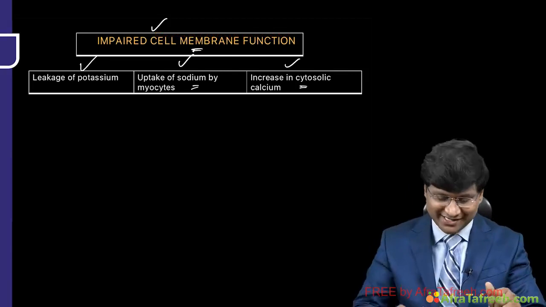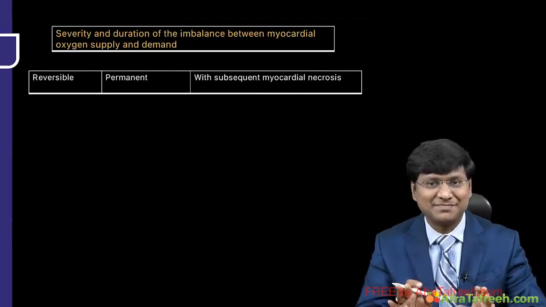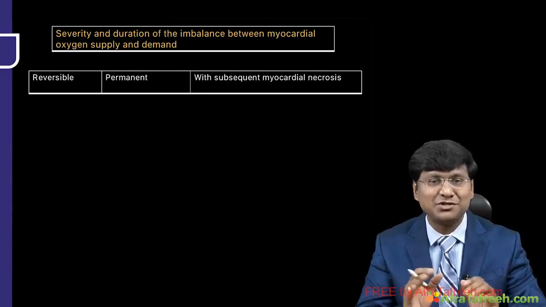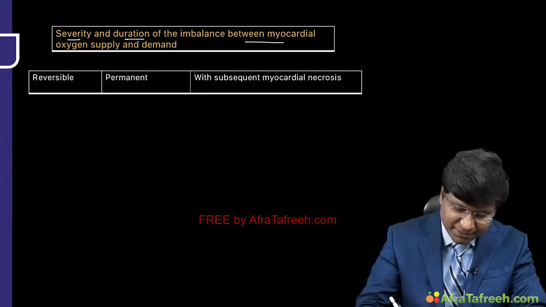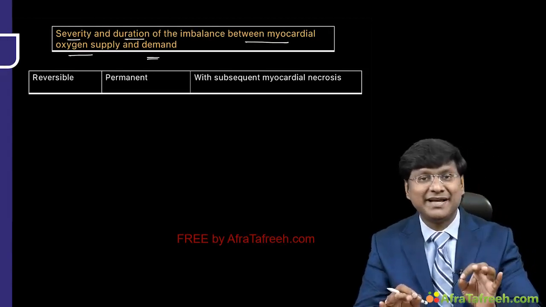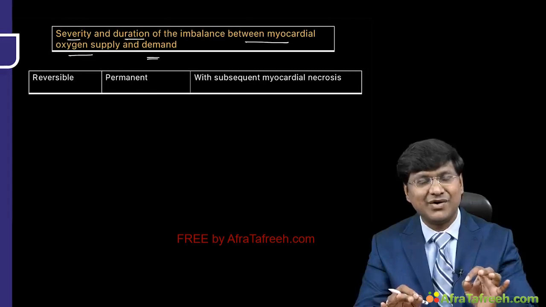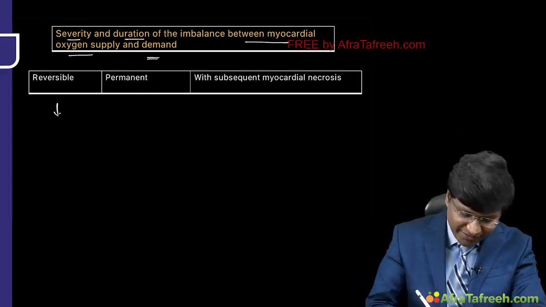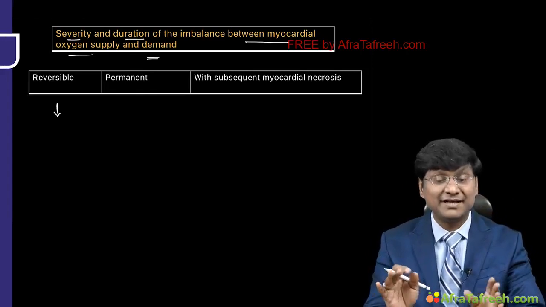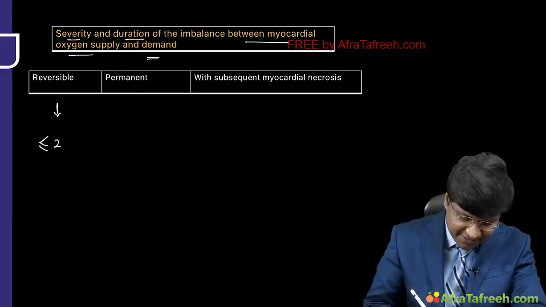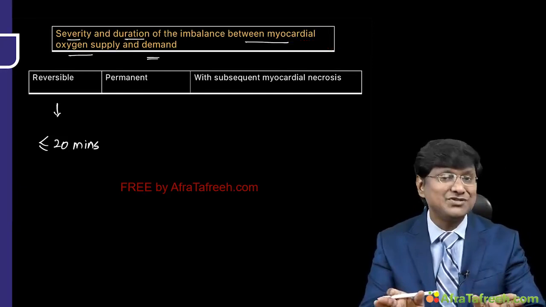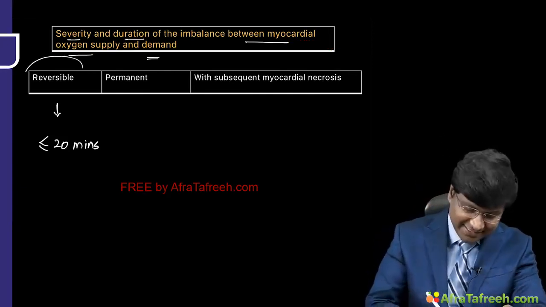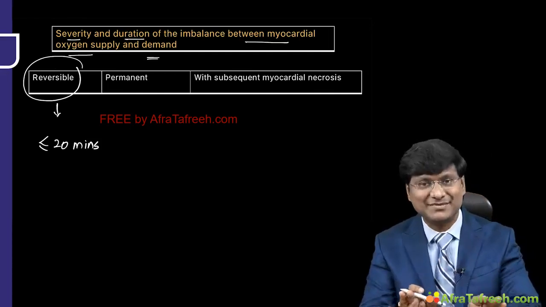The next important point is that the severity of the damage is determined by the duration of occlusion as well. The severity and duration of the imbalance between the myocardial oxygen supply and demand will determine whether the damage is reversible or permanent. So when is it reversible? If the occlusion is for less than or equal to 20 minutes in the absence of collaterals, then the ischemia that develops is reversible.